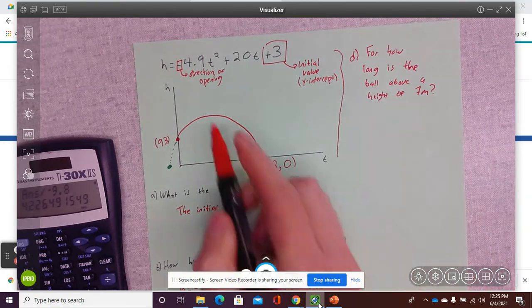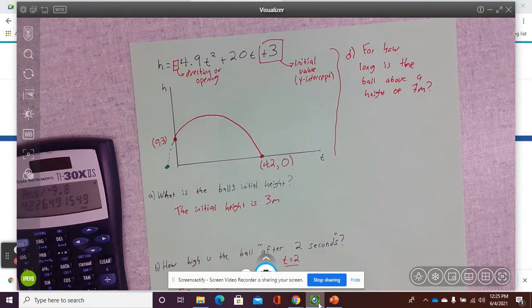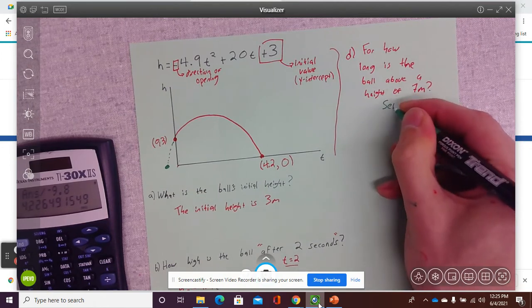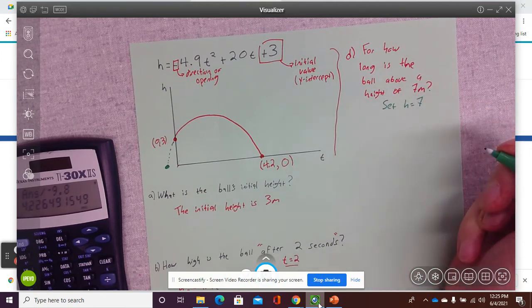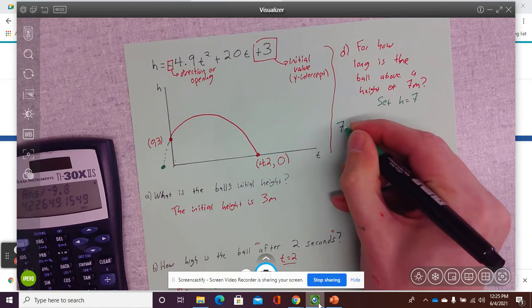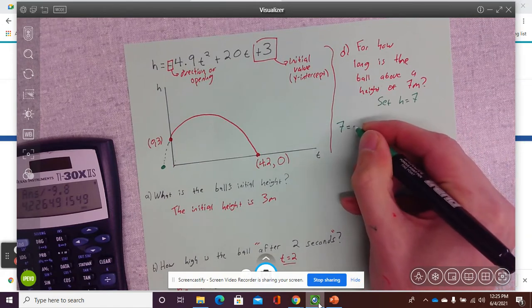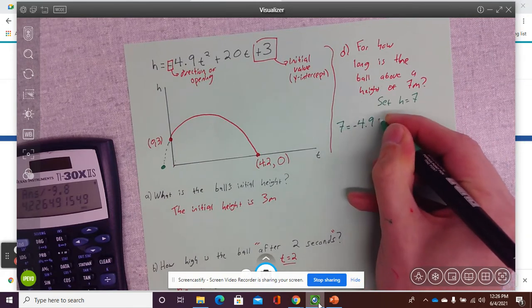So again, we're going to use this equation, and we're asking ourselves, do I know height or do I know time? Above a height of 7 meters, what that must mean is that we're going to have to set h equal to 7. So I'm going to set h equal to 7. And again, we're going to solve for t.